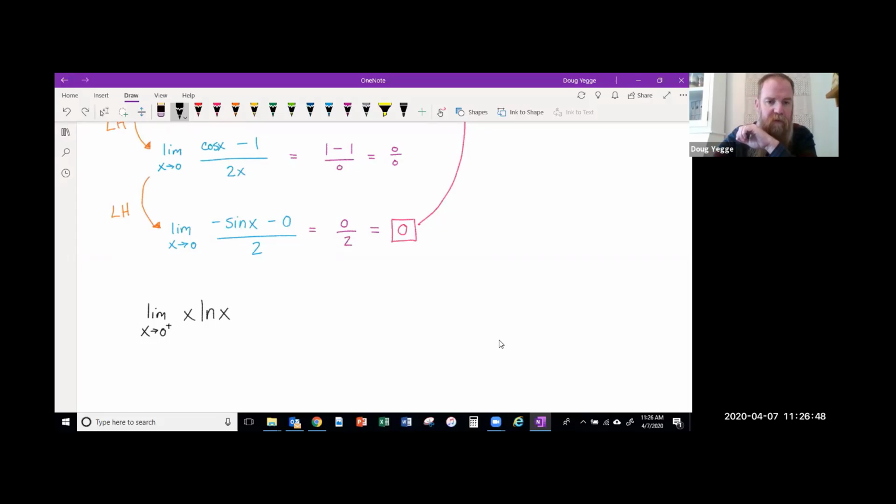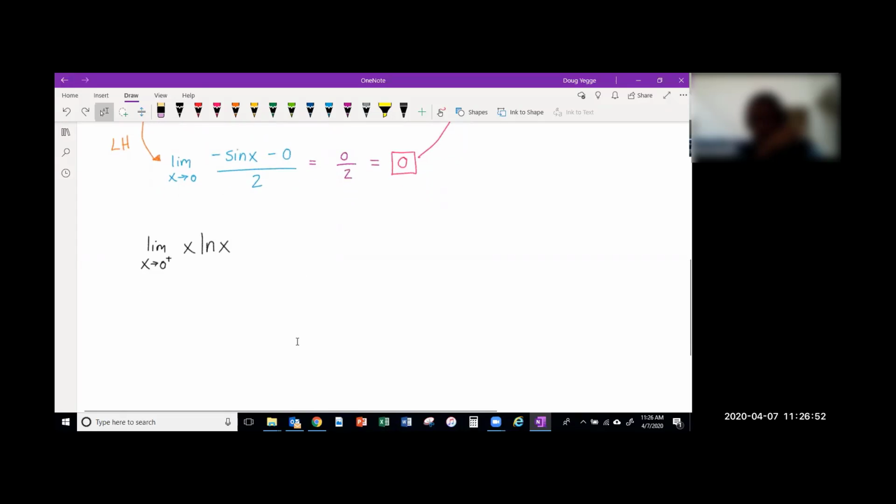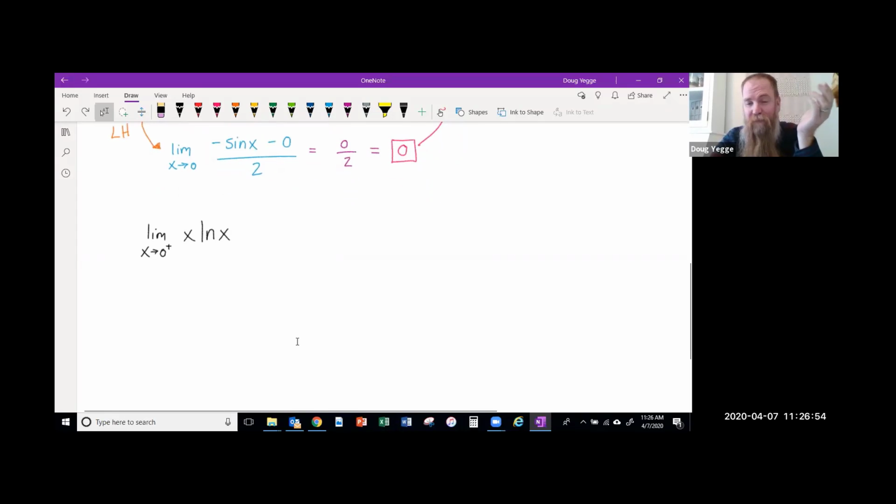So what do we do? Convert it into a fraction. Yeah, the problem is that I can't use L'Hopital's rule because it's not a fraction. So I just have to force this thing to be a fraction by doing one of two things. It doesn't matter which one we do. Okay.